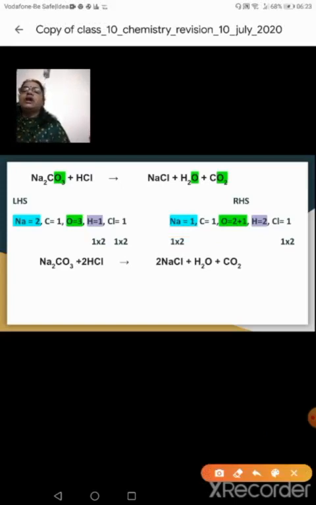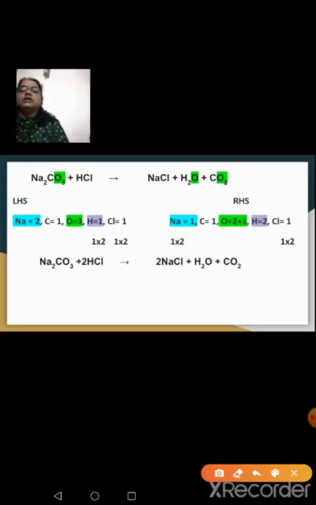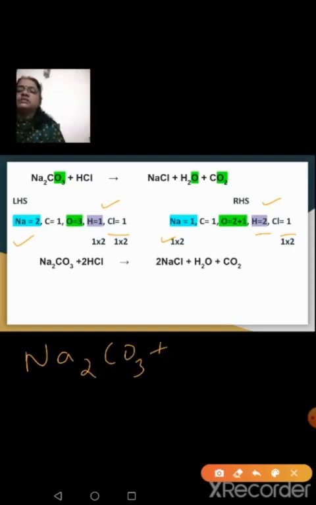Next, hydrogen is 1 on the LHS and 2 on the RHS. Chlorine it's 1 on the LHS and 1 on the RHS. Now the number of atoms of sodium on the LHS and RHS and your hydrogen on the LHS and RHS are not equal. So we have to make it equal. How can we do that? See here, I'll write the equation for you. Na2CO3 plus HCl gives NaCl plus H2O.